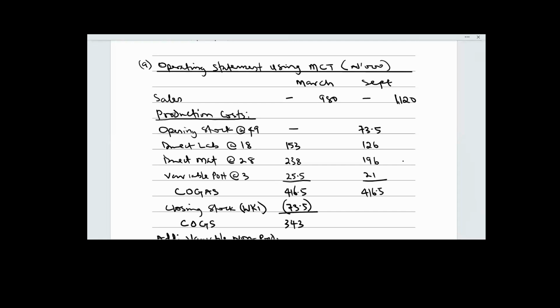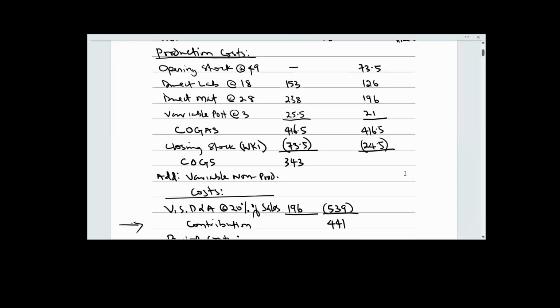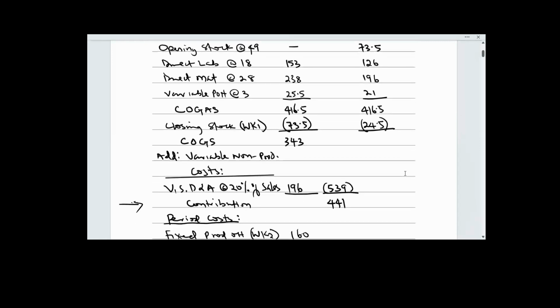Okay, so the next thing we need to do is to less closing stock. We have computed closing stock. So what's the closing stock in September under marginal costing technique? 24.5. So what's the difference? 392.